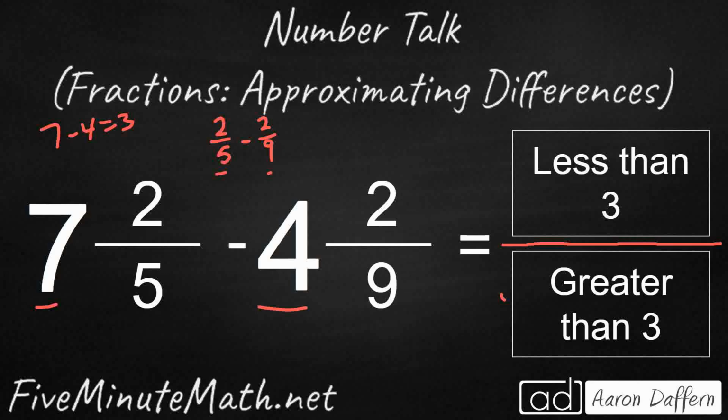We don't necessarily need to find common denominators here. If we wanted to, we can change both of these into 45 because that would work. It's the least common multiple. But take a look at our numerators. We've got 2 and 2. So since we have the exact same numerator, we can actually compare these fractions simply by looking at the denominator: fifths and ninths. Now let's think about what we know about fractions.